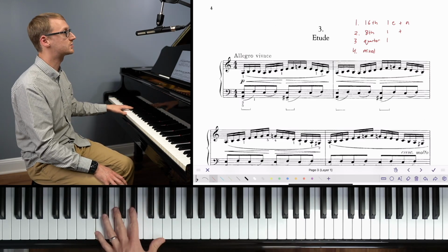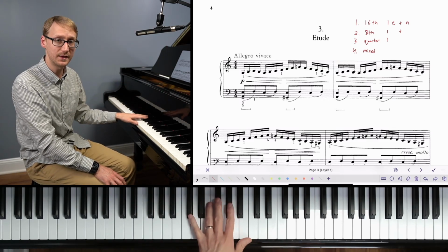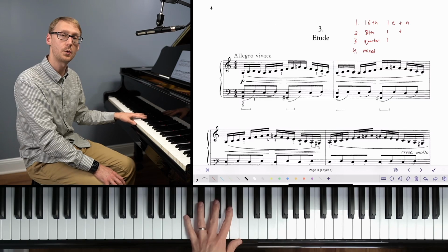All right, so what you're going to want to do is start grouping the pulse. So we're going to switch over to the 8th note. And so if you have 16th notes and you switch to counting the 8th note, you're going to say 1 and 2 and 3 and 4 and so on.